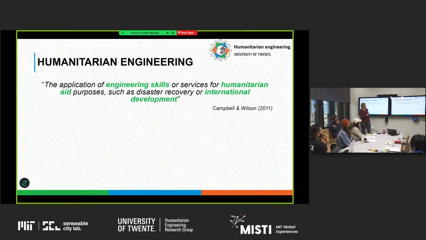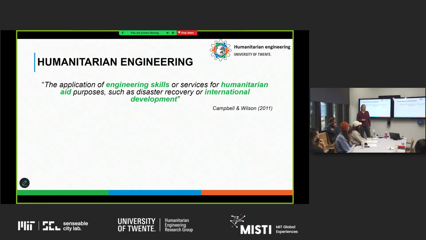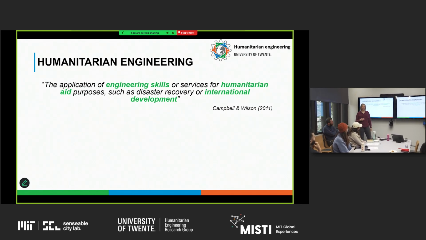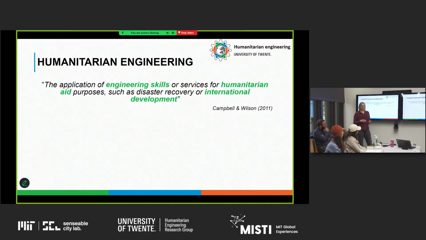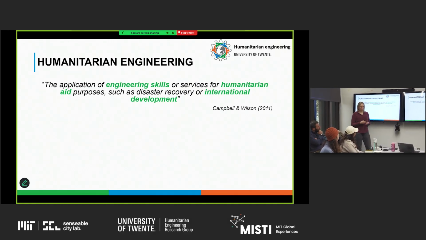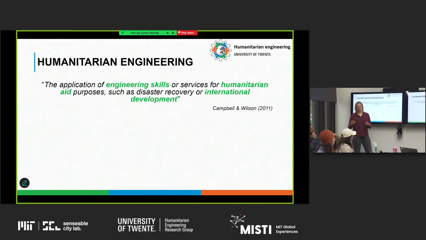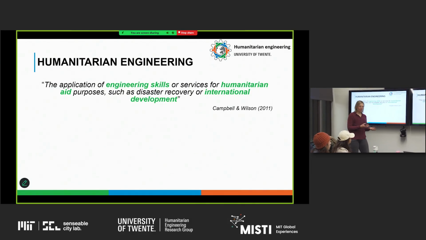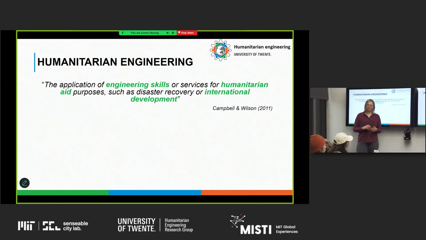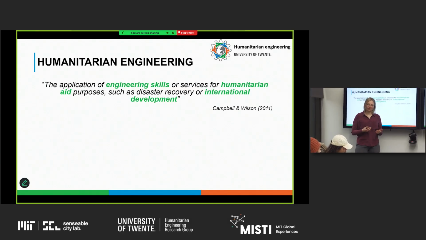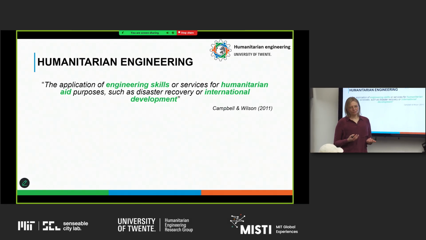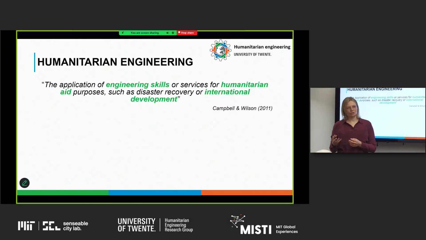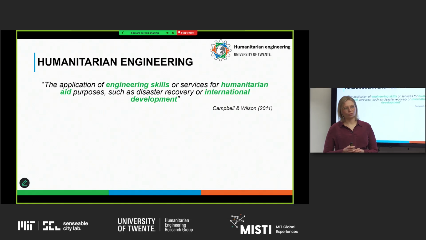According to Campbell and Wilson, it's the application of engineering skills for services within humanitarian aid or humanitarian action. That means, for example, after a crisis happens, could be war, could also be a disaster such as an earthquake or flooding, how can we offer engineering services in these kinds of situations for disaster recovery. But it's not only disaster recovery, it's also for international development purposes, so also for more long-term and systemic issues.